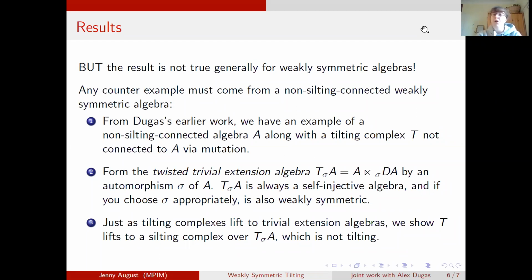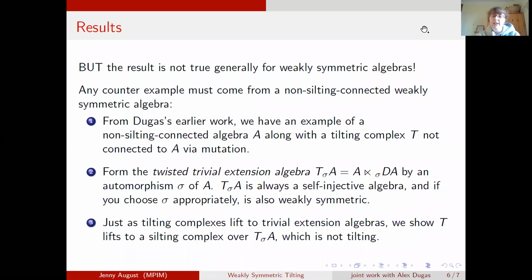don't want a symmetric algebra. We want something that's weakly symmetric. So we twist by an automorphism of the algebra. And it's in a paper of Joseph Grant's that this is always a self-injective algebra. And in particular, if you can choose your automorphism appropriately, it's also weakly symmetric.